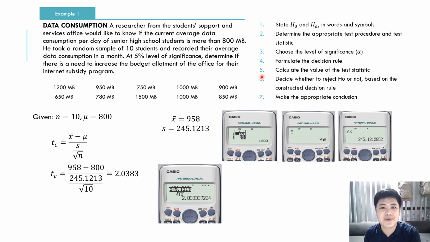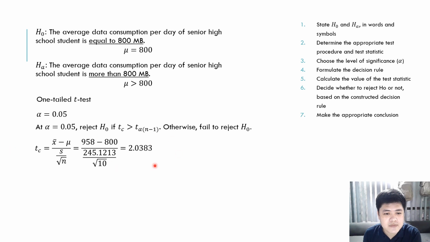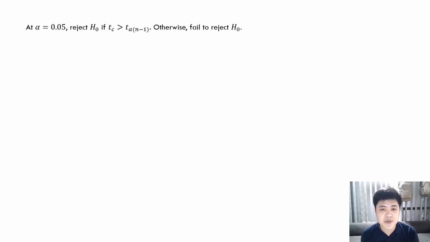We're going to decide whether to reject or not to reject your null hypothesis. Okay. But the problem here is we don't know the tabular value. So alam na natin yung computed value, but we don't know the tabular value. We don't know if this is greater than the tabular value. So yung gawin natin, we're going to consult our t table. So here's our decision rule. We need t alpha, your alpha is 0.05 by the way, and your degrees of freedom is 10 minus 1, which is 9. So we need to locate this value sa t table natin.